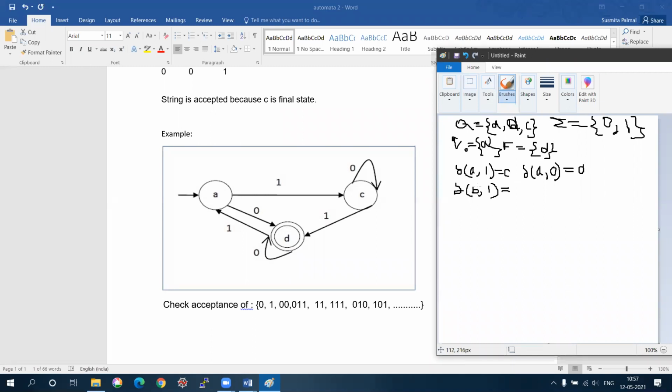So when we are in state D, I'm rewriting it: state D using 1 goes to state A. Delta of D, comma 0, goes to where? From this state using 0, it is going to be okay. Delta of C, comma 1, just 1 minute.